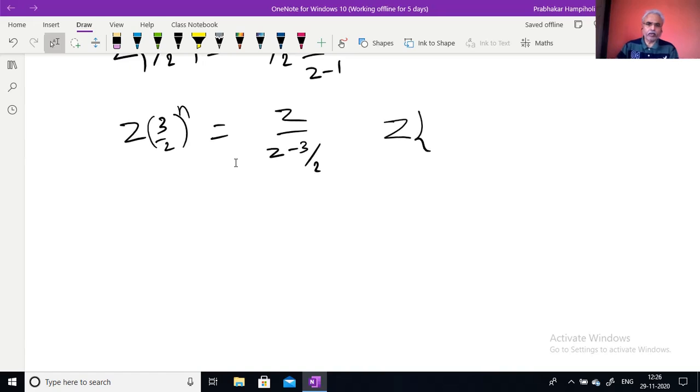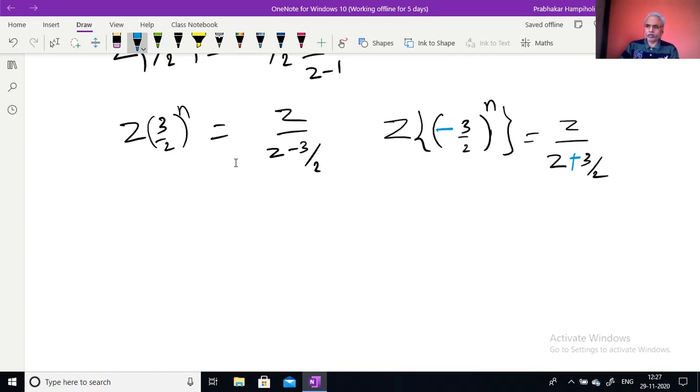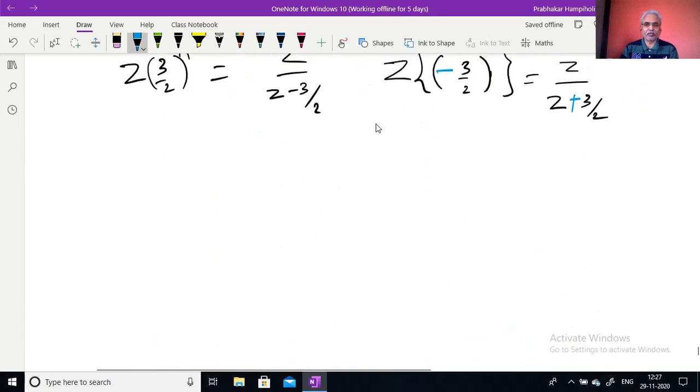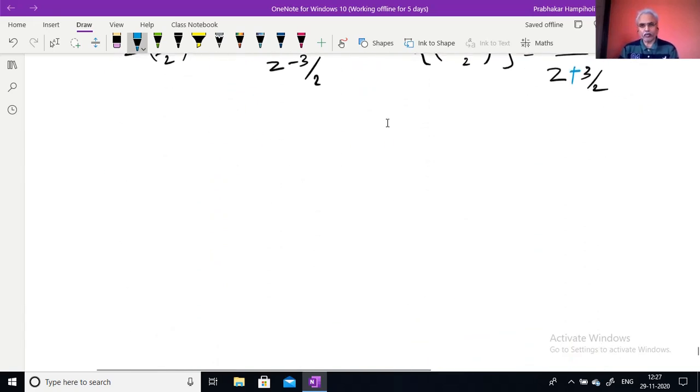That's why I'm rewriting the Z transform of, if I write a minus sign to that 3 by 2 raised to n, that becomes Z by, instead of minus 3 by 2, plus 3 by 2. So furthermore, we also studied, so don't forget Z of 1, Z of constant, Z of minus 1, Z of K. So don't forget many things. That means you be familiar with that. I don't tell you to remember, you be familiar.